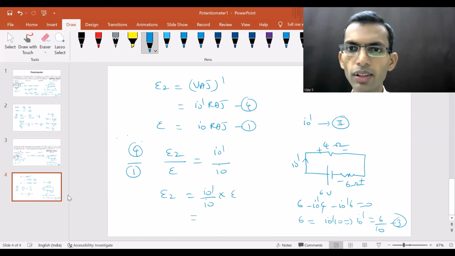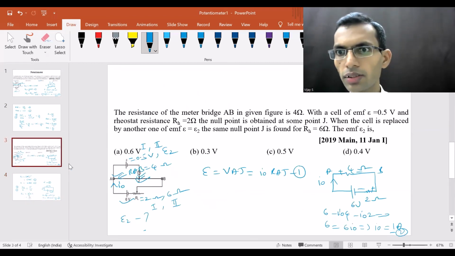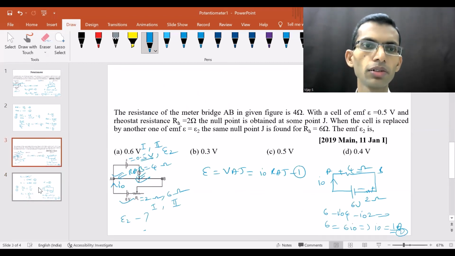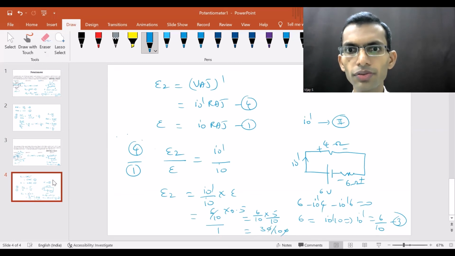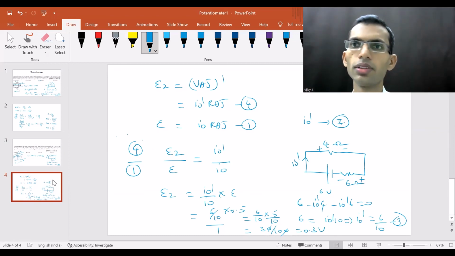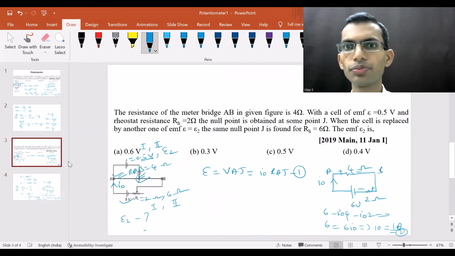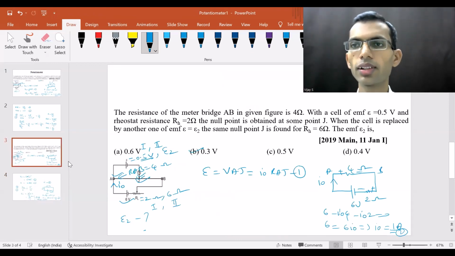We have I0 dash as 6 by 10, I0 is 1 ampere, and E is 0.5 volts. Substituting, 0.5 is nothing but 5 by 10, so we get 30 by 100, which is 0.3 volts. So E2 comes out to be 0.3 volts. Let us see which option satisfies this. Option B is satisfying, so option B is the correct answer.